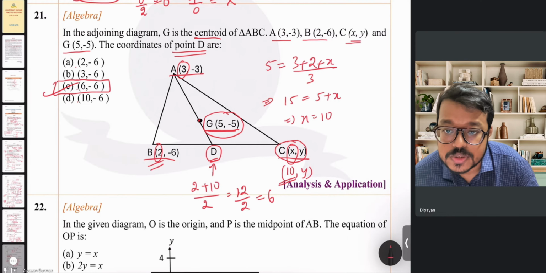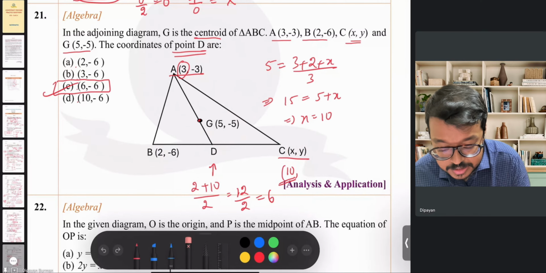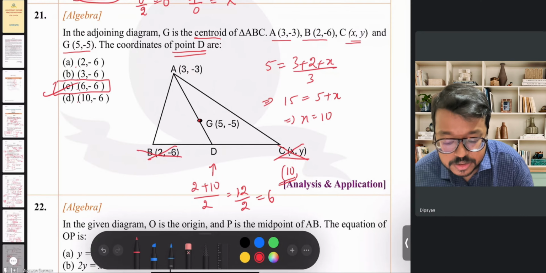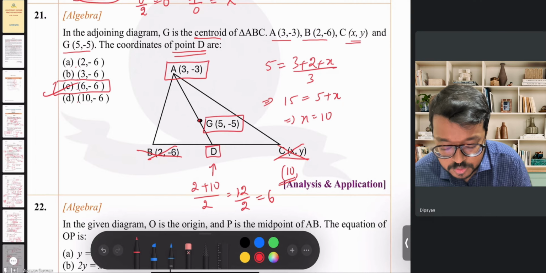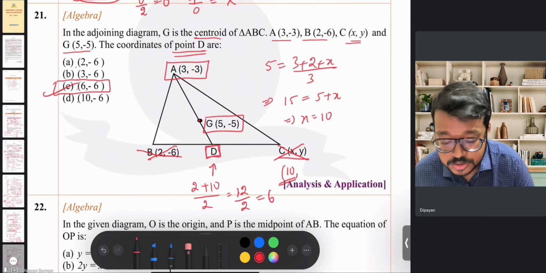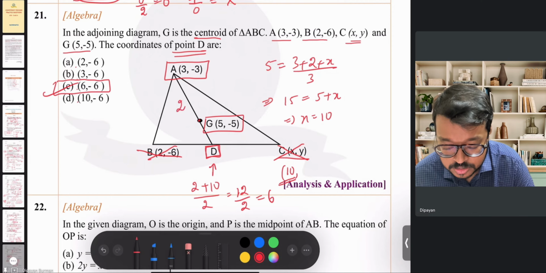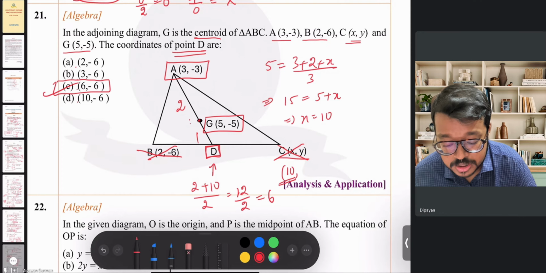Otherwise, another approach for the same question could have been something like this. I can ignore point B and point C completely. I don't even need to look at them. I have the coordinates of point A and the coordinates of the centroid. Now, for point D, I know that the centroid divides the median in the ratio 2 is to 1. So AG is to GD has to be 2 is to 1. Then if I apply the section formula, I can still find the coordinates of point D.